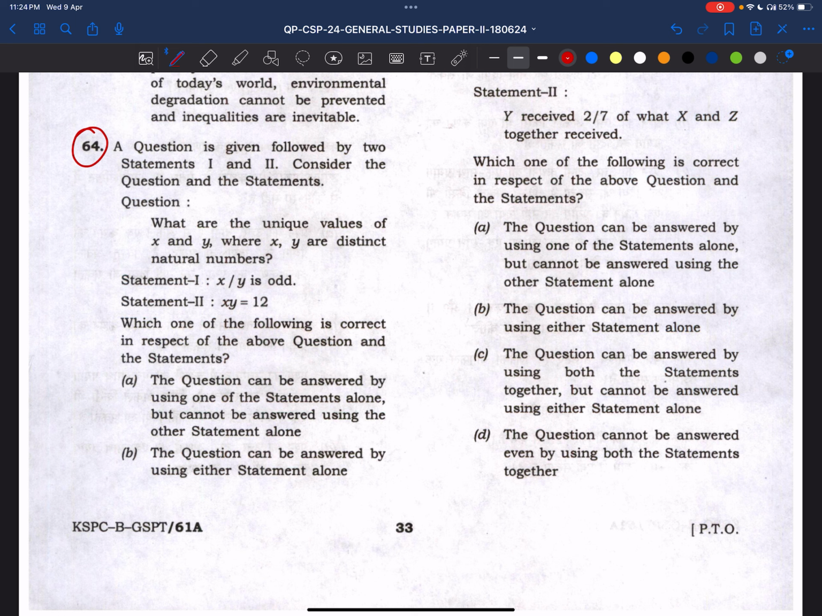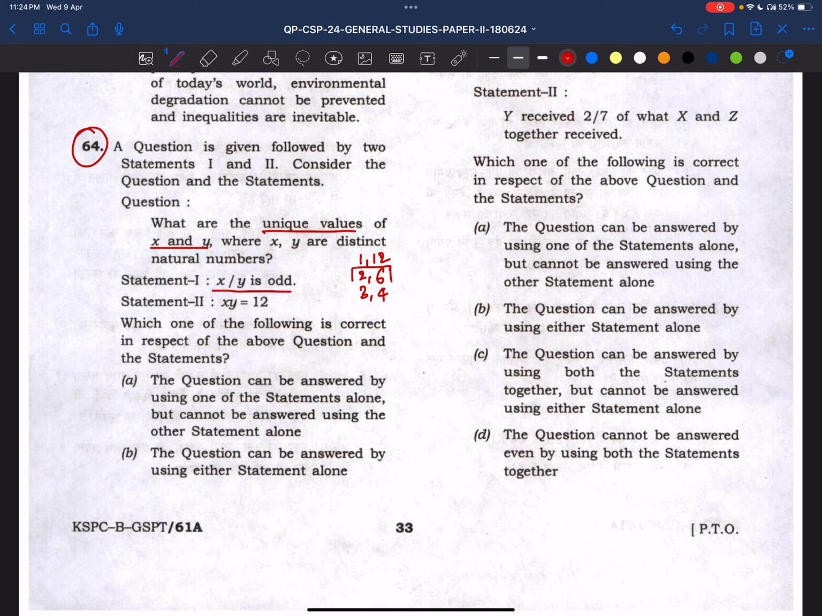64th question. The question is given followed by two statements, 1 and 2. Answer the question and the statements. Question: What are the unique values of x and y, where x and y are distinct natural numbers? Statement 1: x by y is odd. Statement 2: x into y is 12. It means either it should be 1 comma 12 or 2 comma 6 or 3 comma 4. And what is statement 1 telling? X by y is odd.